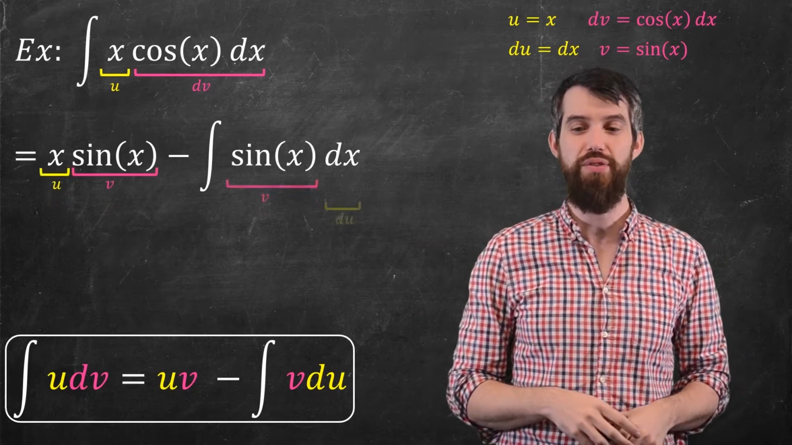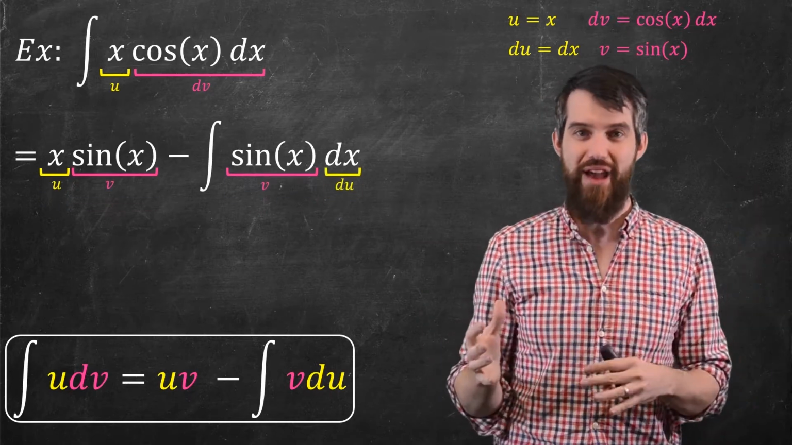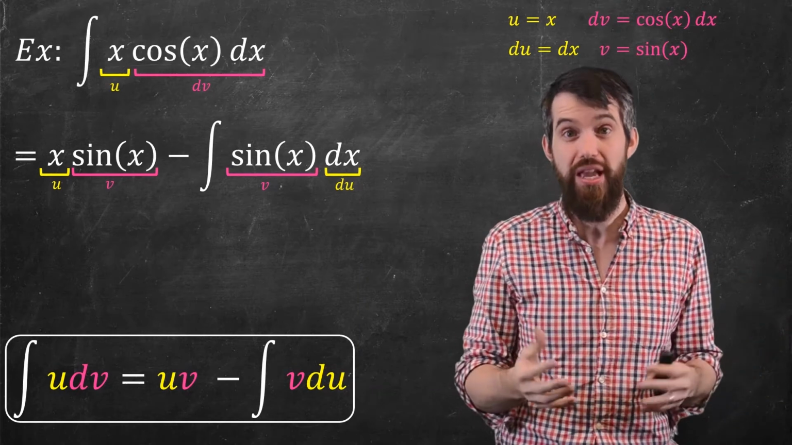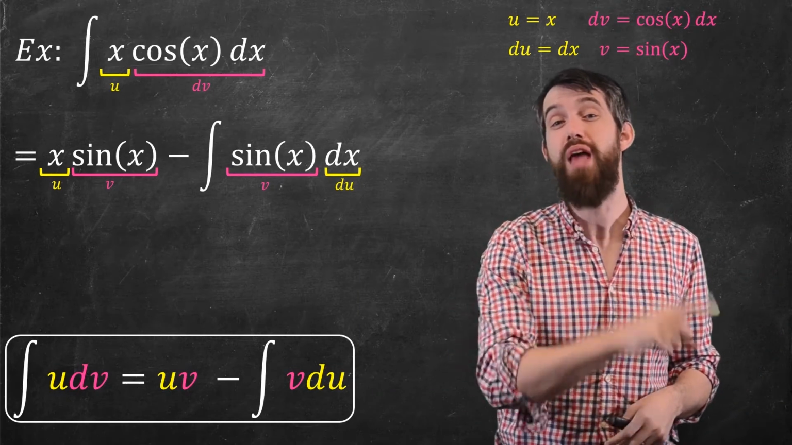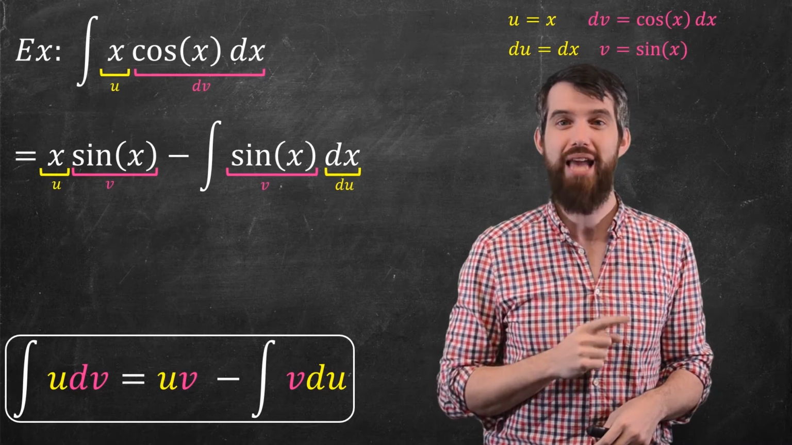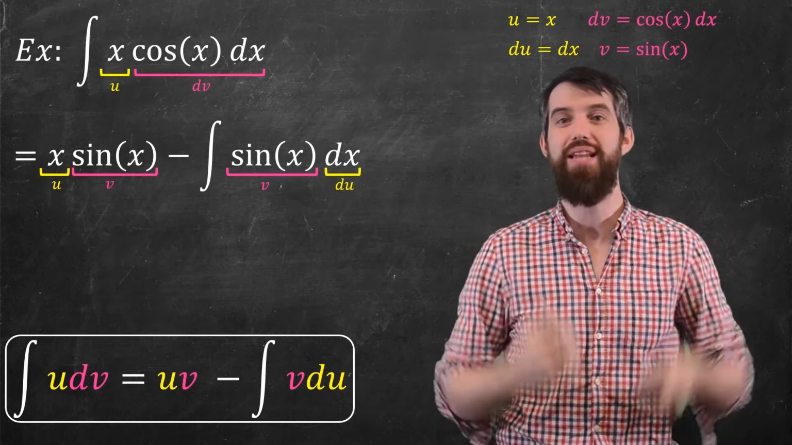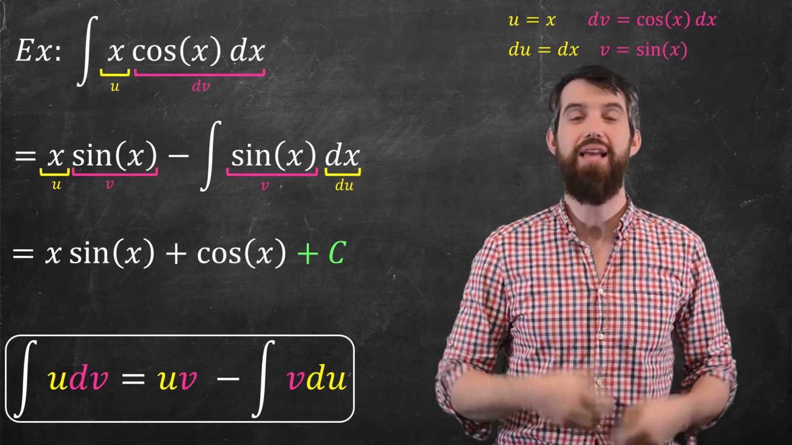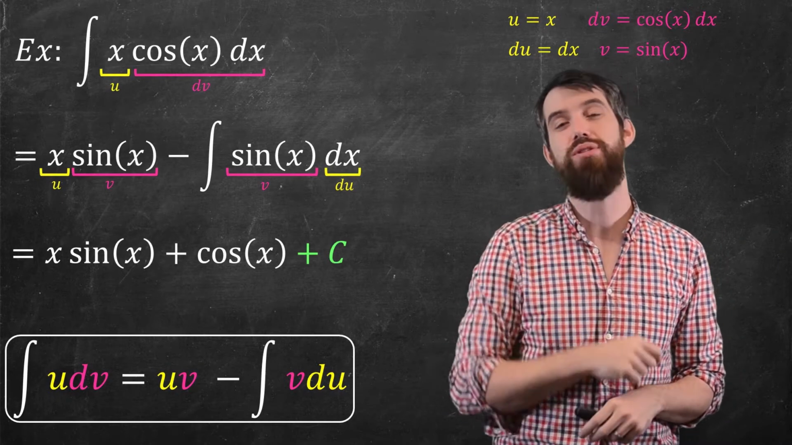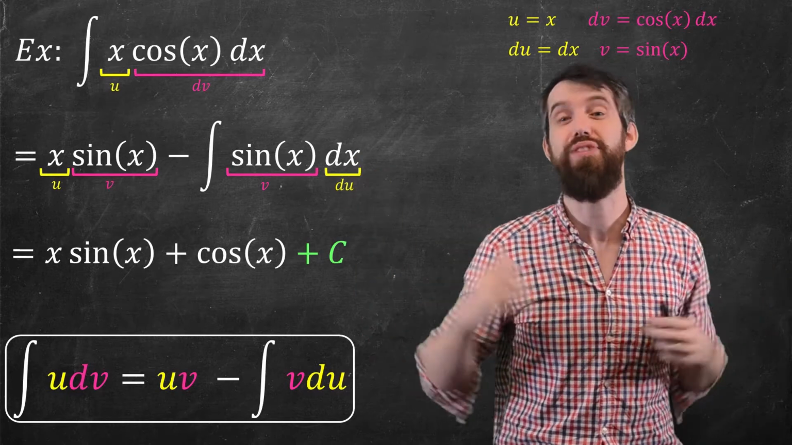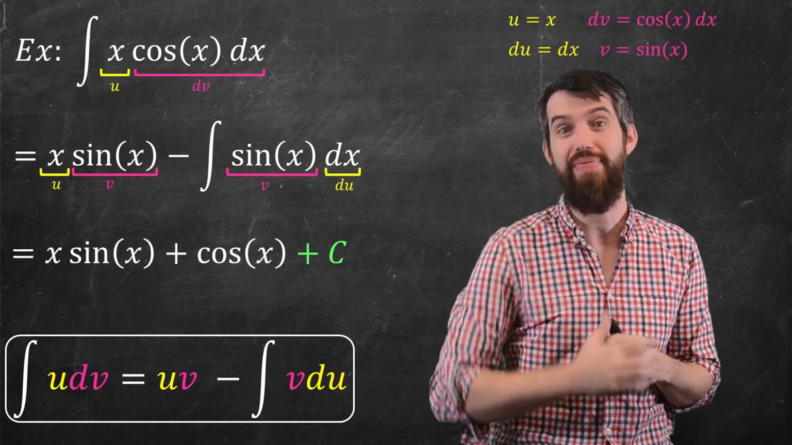So what happens when I do that? I'm going to have the x sine of x, that's my u times v, and then I subtract off the integral of sine of x dx. But notice what's happened. Now, integral of sine, I can do that. I know how to do that. That's an elementary one. And so I can compute that out, and I get x sine of x plus cosine of x plus the value of c, because this is an indefinite integral. Can't forget that plus c.